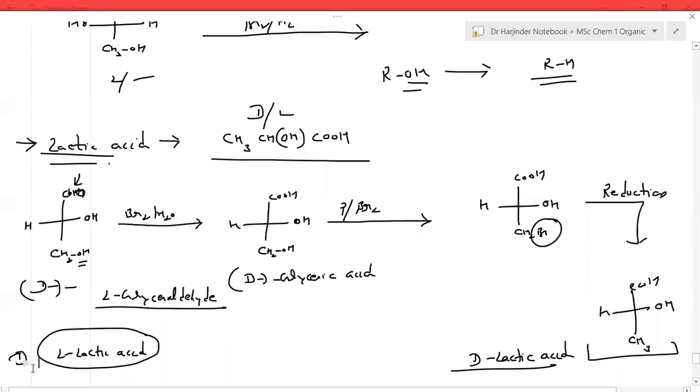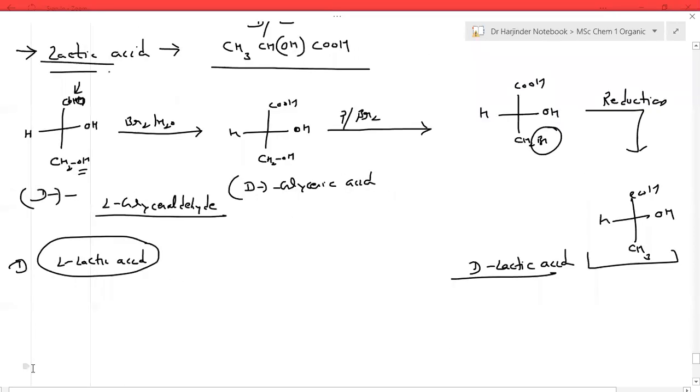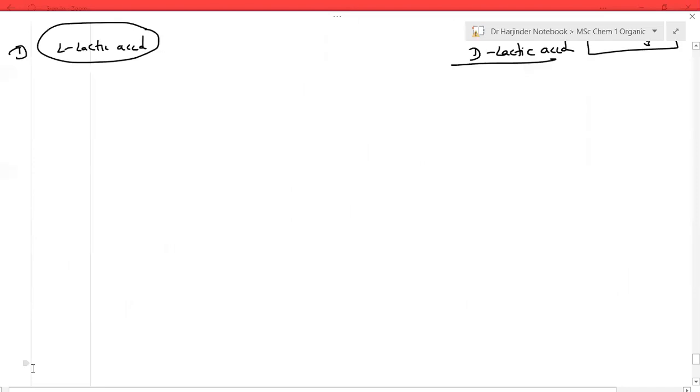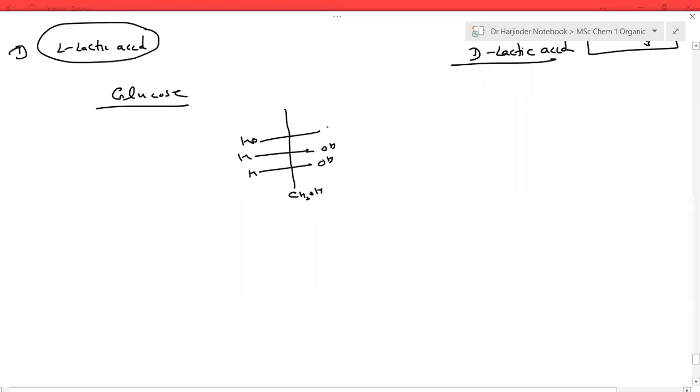Now, while assigning configuration to higher carbohydrates, for example, if you want to assign configuration to glucose. So now, what is glucose? It is CHO, CHOH, CHOH, CHOH, CHOH, CH2OH. So this is your glucose.